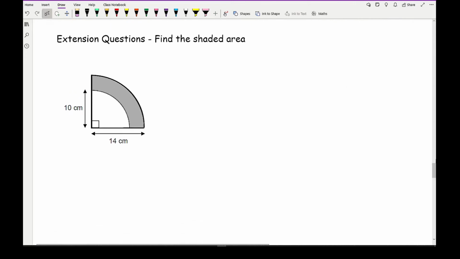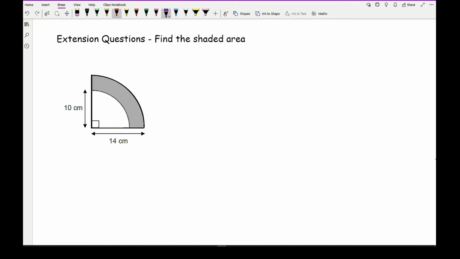So now let's have a look at some extension questions. Now these questions are incredibly popular both on a calculator and a non-calculator paper. Just remember that although the method is the same, the numbers will be a lot easier on the non-calculator paper than on a calculator paper. Now for this we're working out the shaded area.